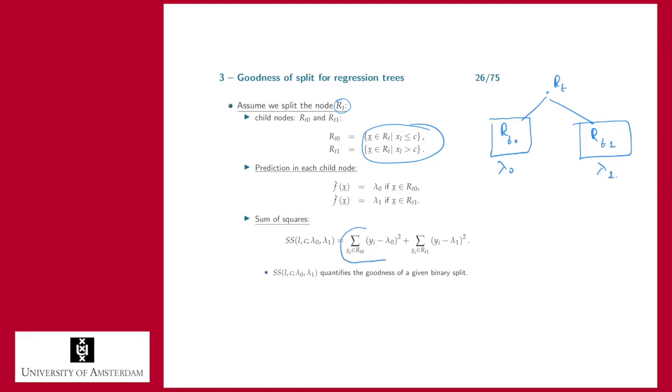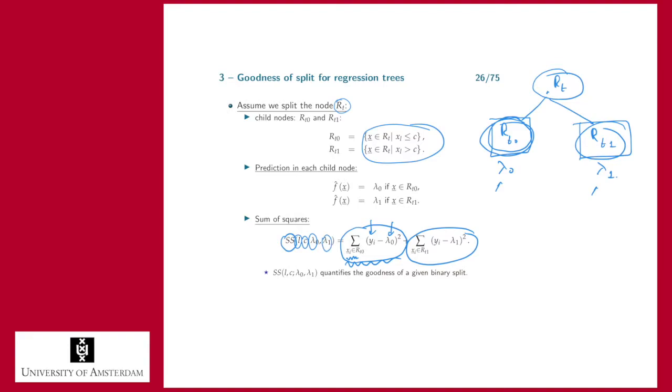If you then look at this sum here, it's a summation over all the observations in our dataset that belong to this left child. We observe the yi, but we use the prediction lambda 0. So this here is the sum of squares of Rt0. In the same way, this here is the sum of squares of Rt1. Putting them together gives us the sum of squares of the node Rt that is split in two parts, where I use lambda 0 and lambda 1 to make predictions in each of the subregions. And this sum of squares depends on L, c, lambda 0, lambda 1.